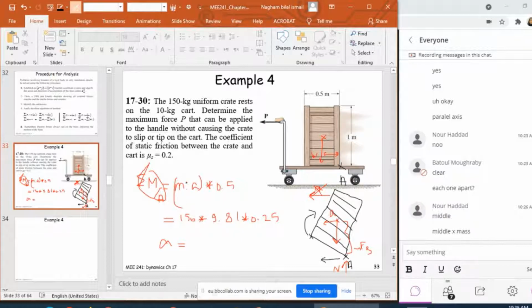Don't forget, guys, that this mass is 150, all right? It's not the whole mass, it's only the mass of the crate. And then A will be equal, I think I have the value. Yes, if you simplify this, and you simplify this and this so that you can have 2 here, then it will be 9.81 over 2. This means that A will be equal to 4.905 meters per second squared.